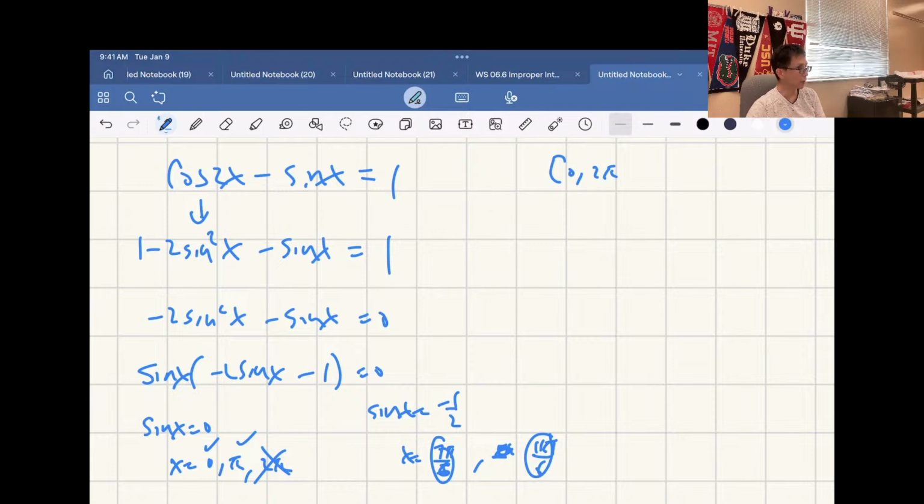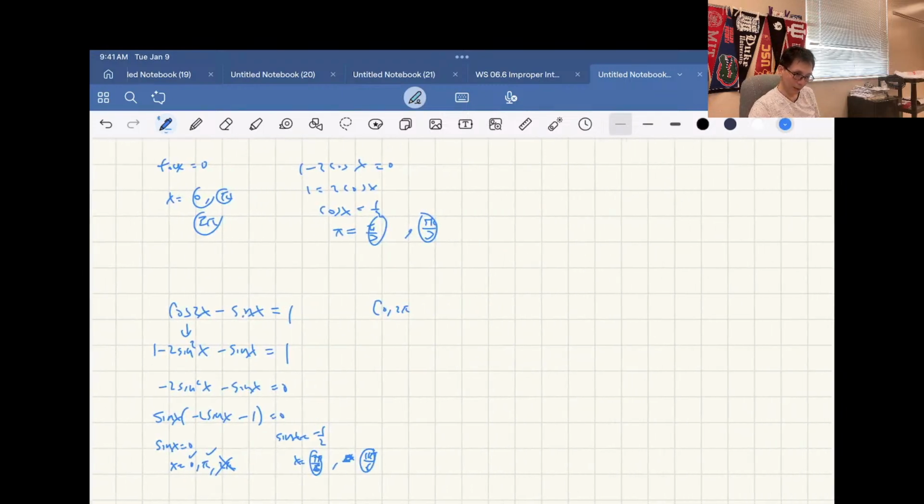62 is also a good question as well. Did you guys get 62? Yeah, that's why they don't include 2 pi. It's 0 and 2 pi, where 2 pi is a parenthesis. Do you see that in this question, 0 is included, but 2 pi is not included?